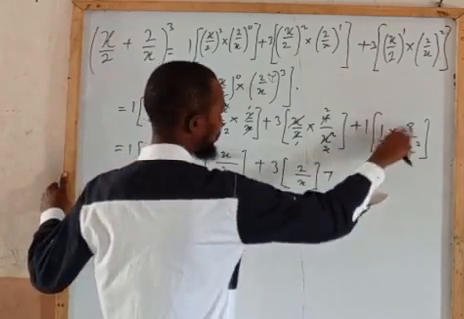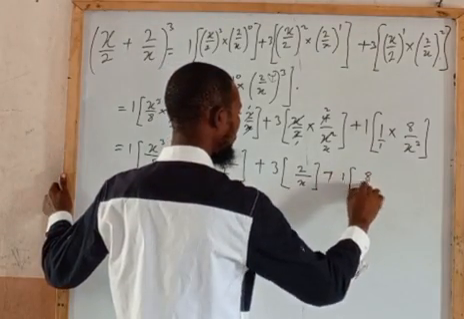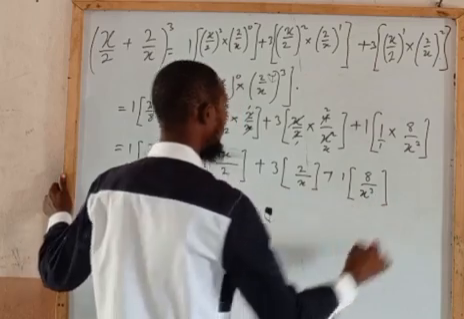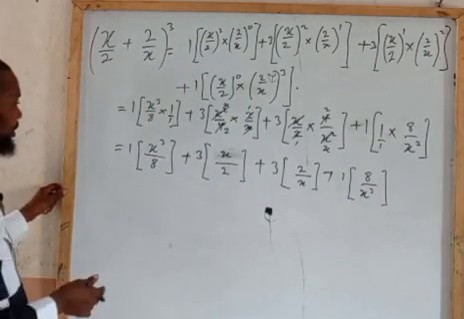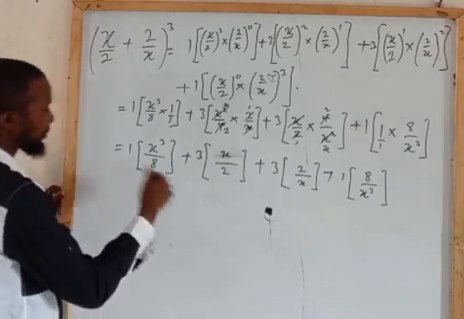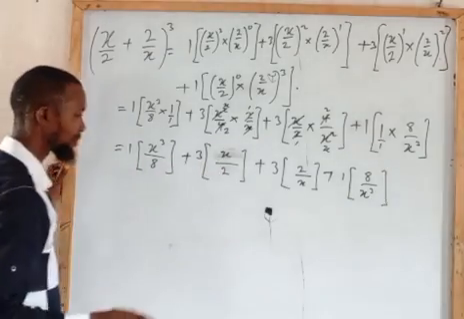Then plus, we don't have anything common here. So this one will be 1 into 8 over x raised to the power of 3. We can see 3 is common to this place as well as this place.